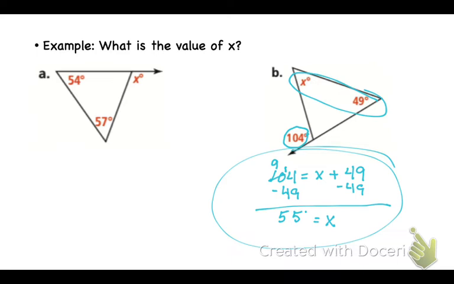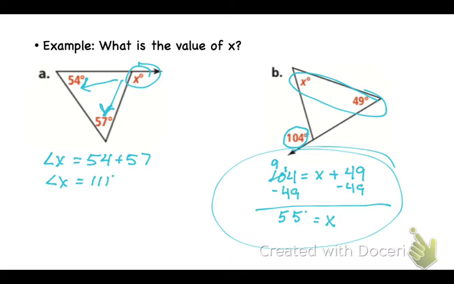You have a question? Are you sure? Okay, again, I'll do this one. I have it blank on mine. So the rule says that this angle is the sum of these two angles. So angle x equals 54 plus 57. So angle x equals 111.